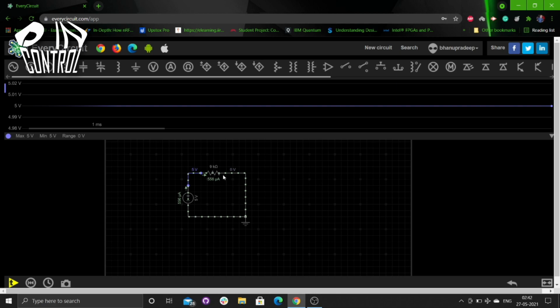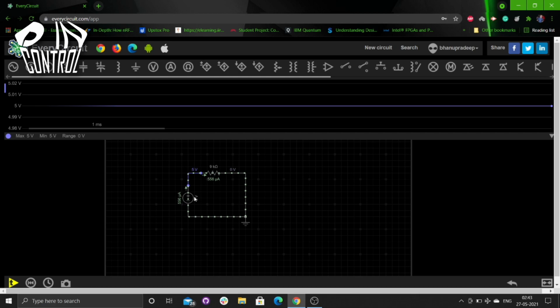V equals IR. I equals 556 microamps, R equals 9 kilo ohms. It gives 5 volts. In the same way, if you want to calculate the current, I equals V by R. We have the voltage and the resistance, so we get this 556 microamps current. In the same way, if you want to calculate the resistance, R equals V by I. V equals 5 volts and the current is 556 microamps.